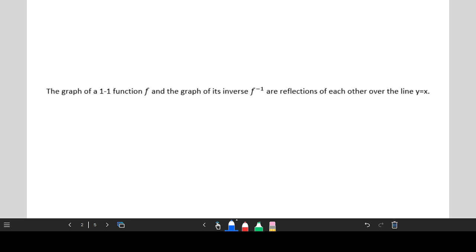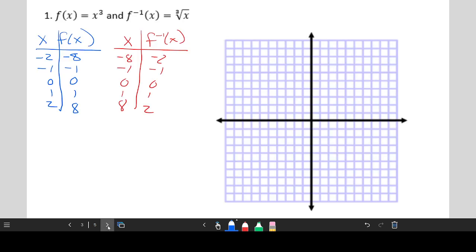And it's the line y equals x because we took the x and y coordinate from each point on the original and switched them to get the points on the inverse. So we're going to look at a few examples of some pairs of inverse functions we've discussed in previous videos.